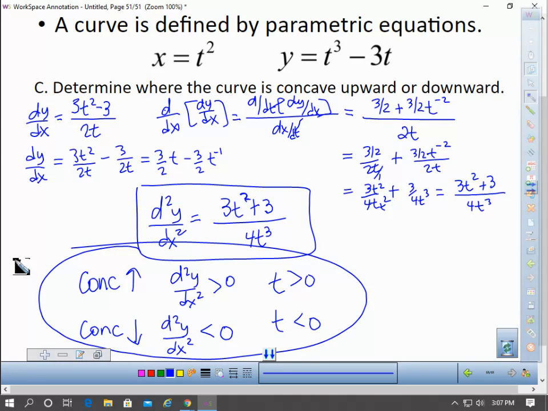Now, simplifying the algebra to this is what makes it easier to determine. If I'd left it up here in this form, that would have been harder to do. Even leaving it as two separate fractions makes it harder to do. If you get it as one fraction, then you're able to determine what's going to make it positive and what's going to make it negative. So that's why I did that little bit of algebra.